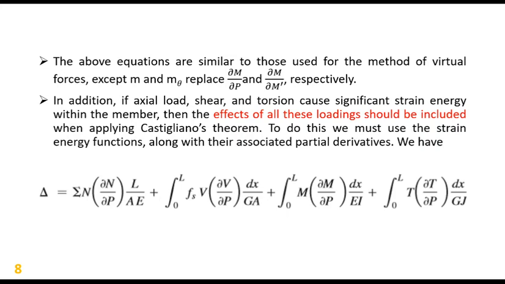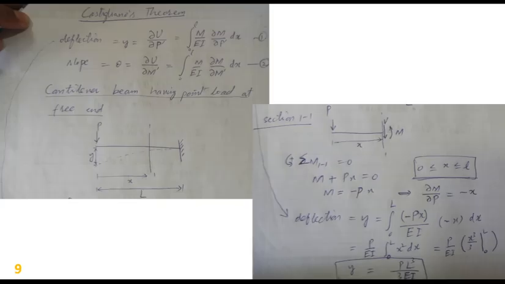Now we will apply it on a very simple example. Castigliano's theorem says deflection y will be equal to this formula: the integral from 0 to L of M over EI times partial M over partial P prime dx. P prime is the load at that point. If it is already given, then we will use that. If it is not given, then we will apply a fictitious load P prime at the point where deflection is required. So that is formula 1.